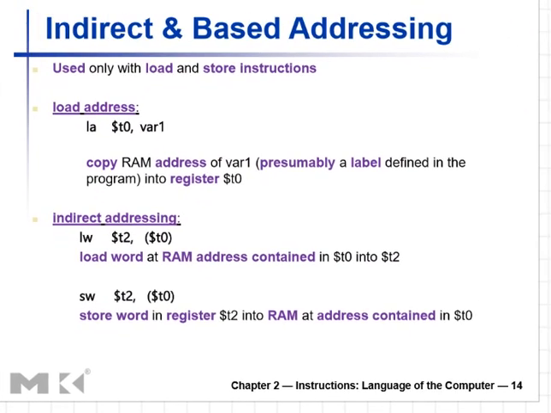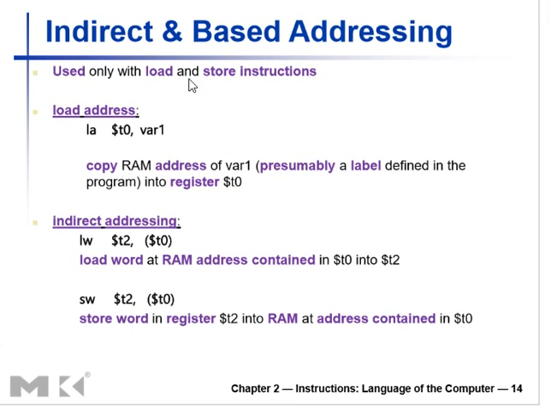So this is the indirect and based addressing. So here indirect and based addressing, they are used with the load and store instructions. And the first instruction is load address. We already discussed this in our practical class. And another one is indirect addressing. So in indirect addressing, this is a kind of new type. Maybe we didn't study this.